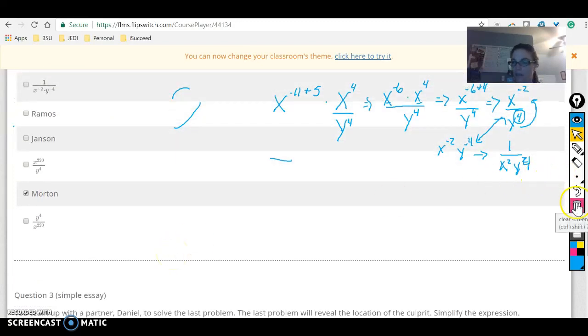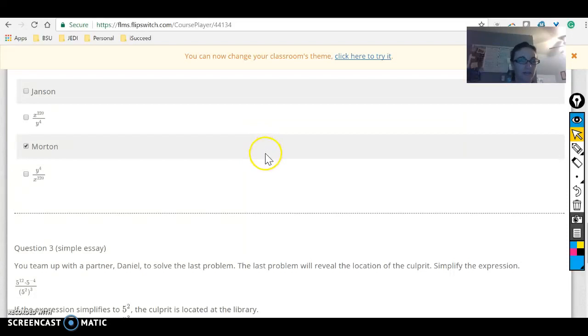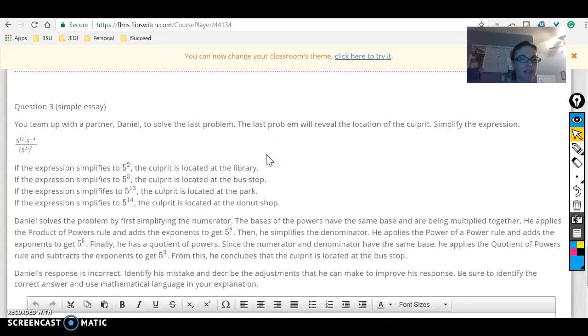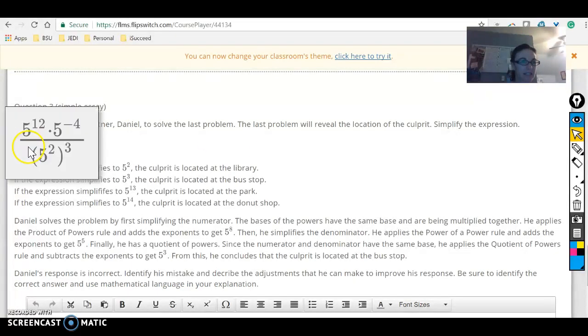Okay. So we've got Irvin Morton. And on the last question here, we team up with a partner, Daniel, to solve the last problem, because it's going to reveal the location of our culprit. And we need to simplify this expression. Okay, 5 to the 12th times 5 to the negative 4th. All right, so that's not too bad.